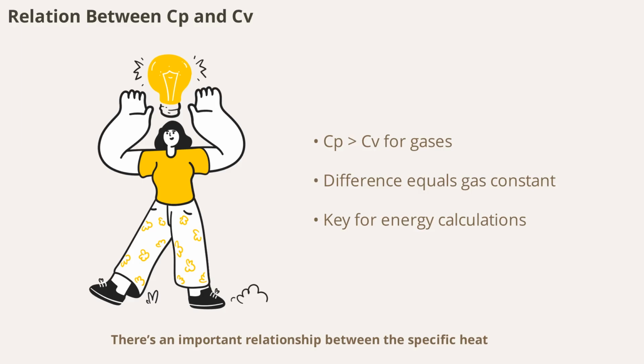There's an important relationship between the specific heat capacities at constant pressure, CP, and constant volume, CV. For ideal gases, CP is always greater than CV because, at constant pressure, some energy goes into doing work as the gas expands. The difference between CP and CV is equal to the universal gas constant. This relationship is fundamental in thermodynamics and helps in calculating energy changes in various processes.